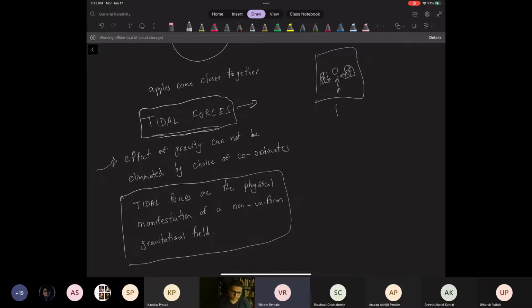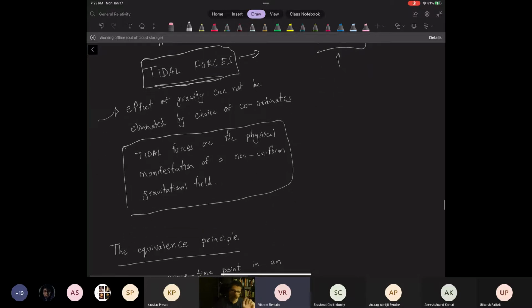Of course, if you're freely falling with the apples, you are almost like an inertial observer, because this is only almost like a uniform gravitational field. It's only because of the non-uniformity of the gravitational field that you'll see the apples coming together. That's how you detect the presence of a non-uniform gravitational field. And that is physical. That's not just an artifact of your coordinate system. So that is the physical effect of gravity.